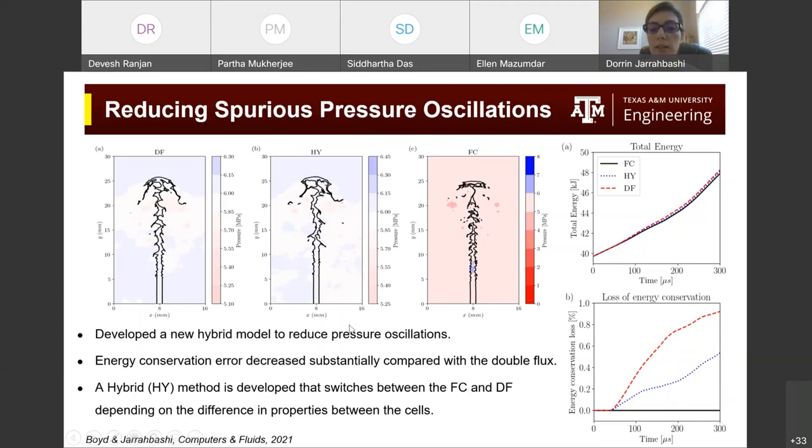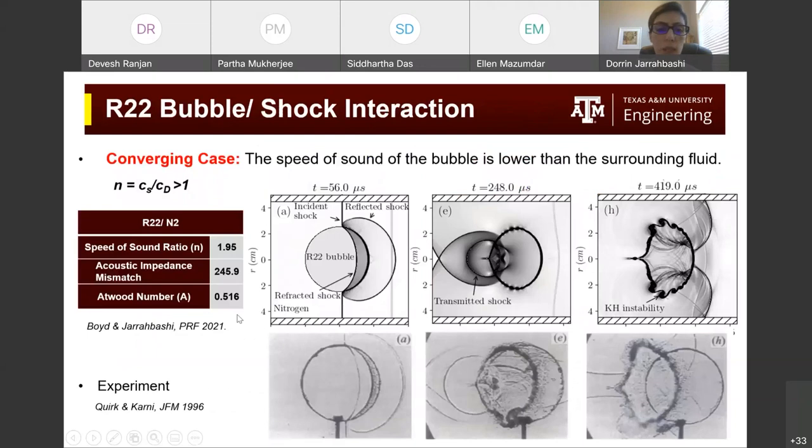So with all of these considerations, making sure the solver is stable, we first looked at a couple of classical cases of R22 bubble shock interaction, which represents a converging case where the shock will be converged at the downstream pole of the bubble, because the speed of sound ratio is larger than unity. One of the features that is well known in this case is the formation of this axial jet. And the comparison between our computational case and experiment was pretty good.